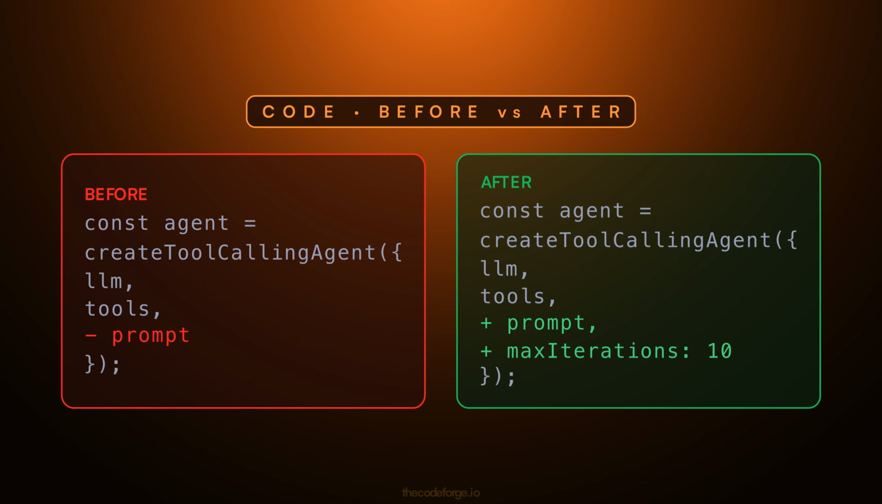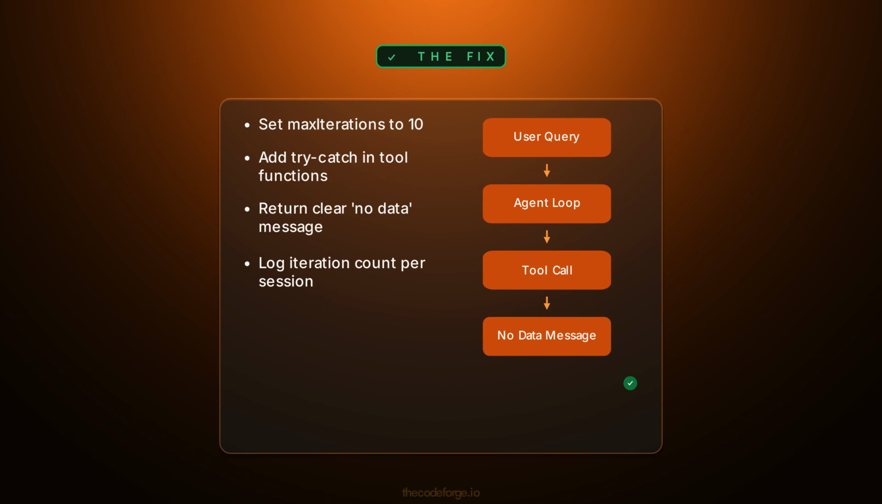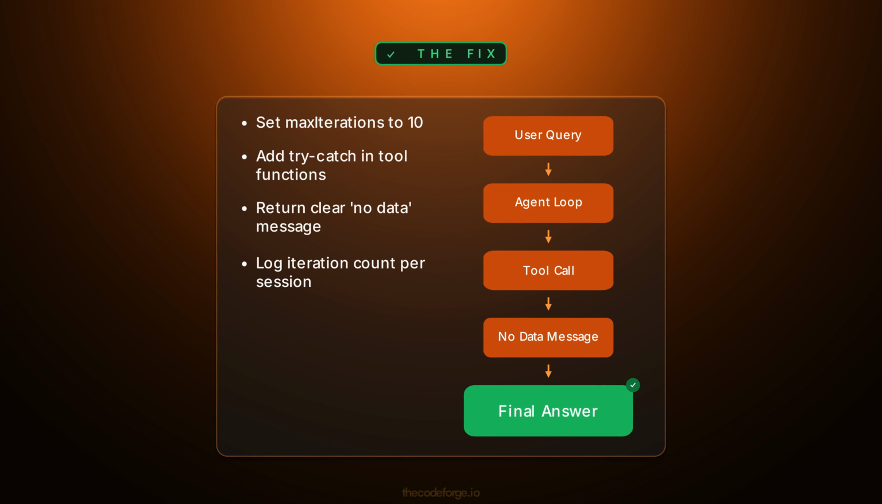This caused 14,000 tool calls and $4,200 in OpenAI spend in a single session. The fix is simple. Set maxIterations to a reasonable limit like 10, wrap tool calls in try-catch, and return a clear no data message so the agent knows not to retry. Also log iteration count to monitor for loops.